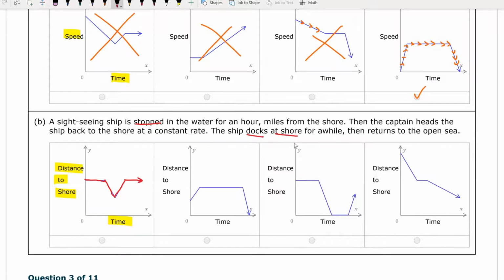So the distance should be 0. The distance is still far away from the shore, right? This is still far away from the 0, 0 distance. So this is not correct.